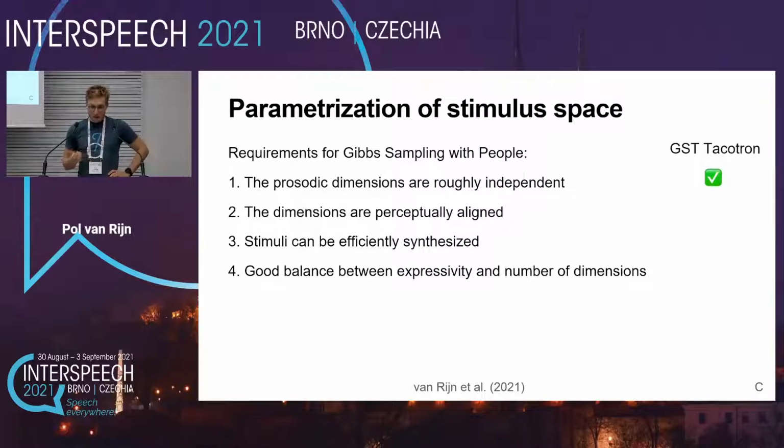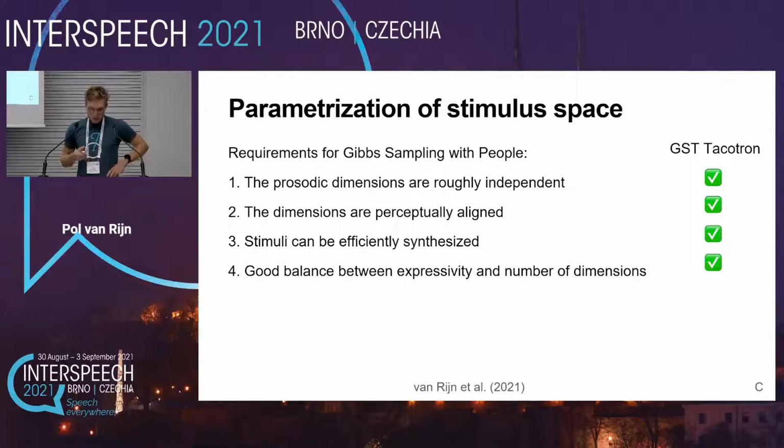And the cool thing is that GST Tacotron is suitable by design. The cool thing about GST Tacotron is that it can learn distinct speaking styles, as we saw in the original paper. And also, as they showed in the paper, you can scale these different speaking styles. And also, the scaling roughly aligns to some kind of perceptual qualities of the voice. We use Griffin-Lim, but you could also take some vocoders that can synthesize stimuli very fast.